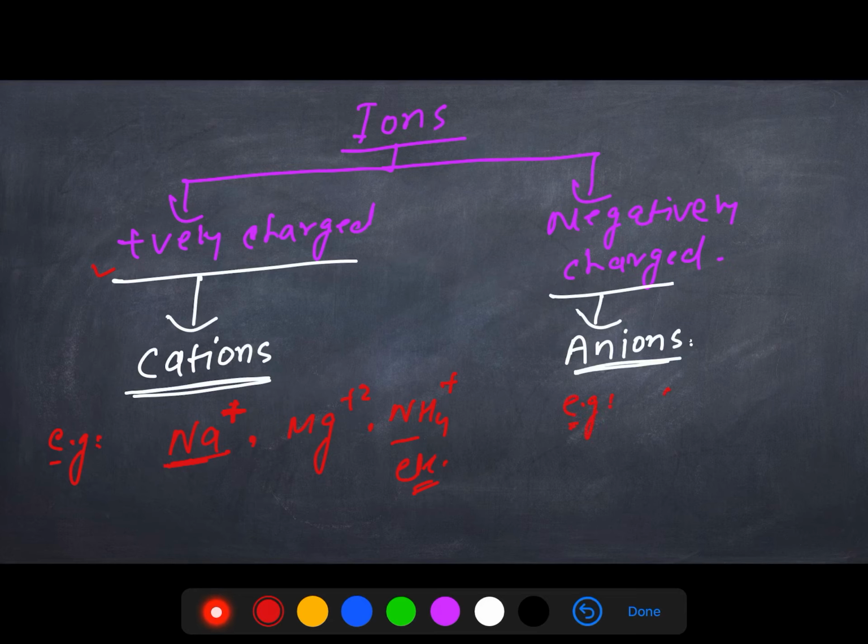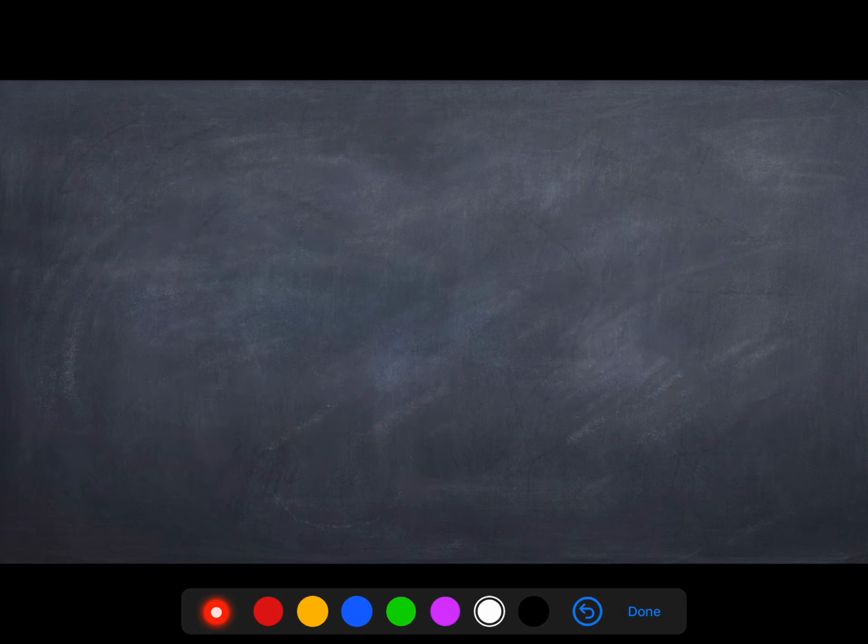For negative ions, examples can be O2-. Oxygen here is carrying two negative charges, so this is a negatively charged ion. F-, etc. In this particular lecture, we will be talking just about atoms and their ions. Just the atomic ions we are going to see.